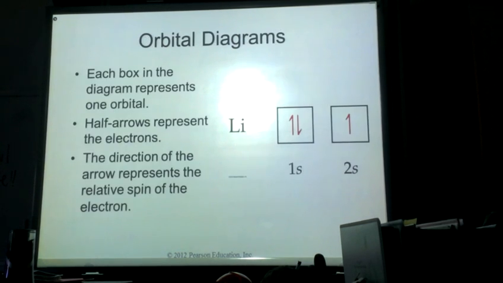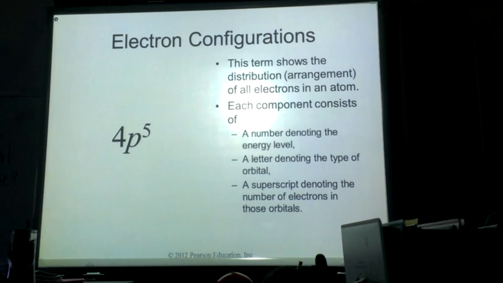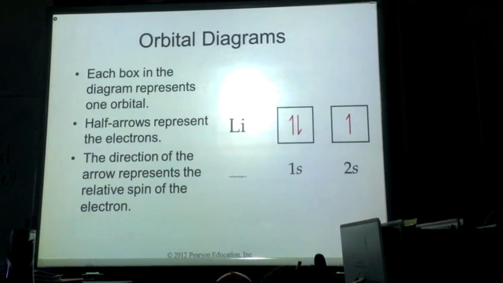Okay, we already know how to write electron configurations, so just as a refresher, there are 3 different components in an electron configuration. I have the number denoting the energy level, which will go in front, so that's the principal quantum number. I have the letter that denotes the type of orbital, that's the angular momentum quantum number. And then I have a superscript denoting the number of electrons in those orbitals.